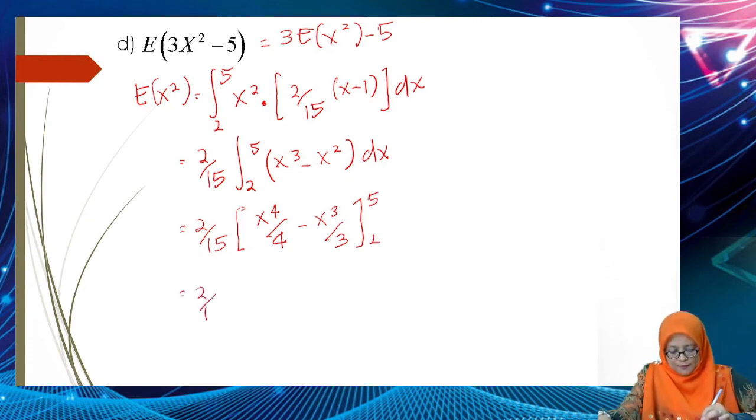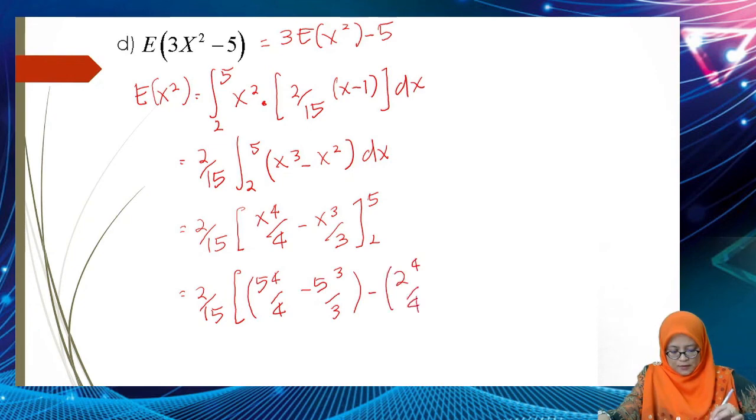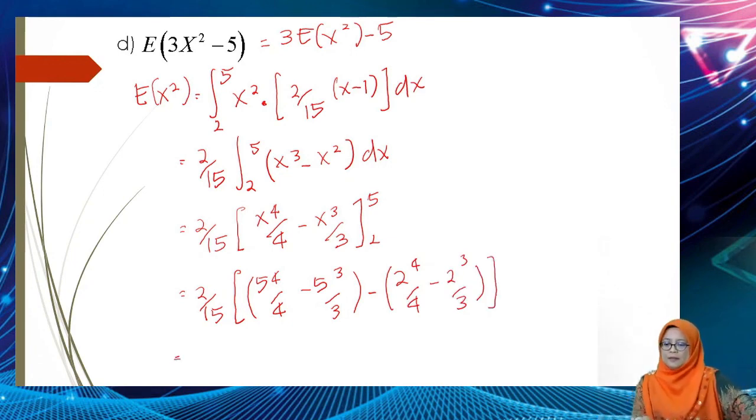Okay, so 2 over 15, substitute value. So 5 power of 4 over 4 minus 5 power of 3 over 3 minus 2 power of 4 over 4 minus 2 power of 3 over 3. Okay, so dekat sini bila simplify awak akan dapat nilai awak punya expectation x square is 151 over 10.